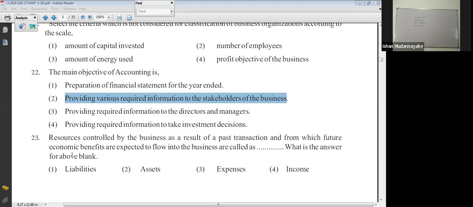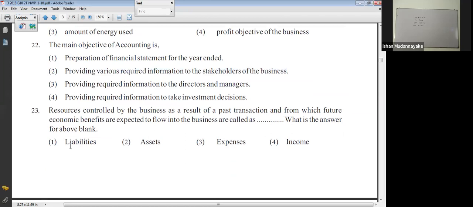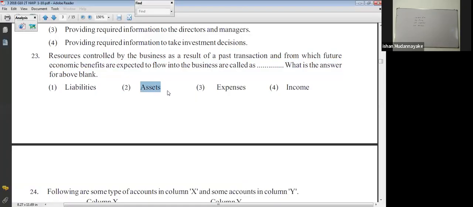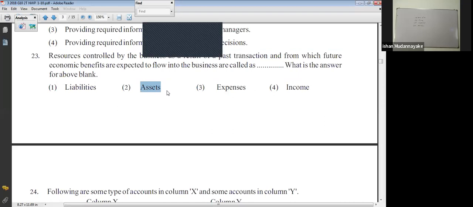Right. Then question number 23. What is the answer for question number 23? Resources controlled by the business as a result of past transactions, and from which future economic benefits are expected to flow into the business, are called as what? Assets. Yes, the second one is the answer. Assets.